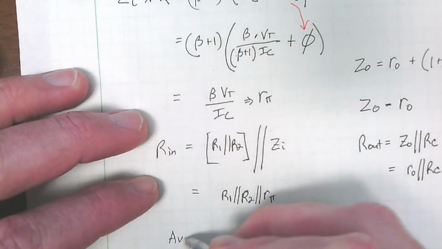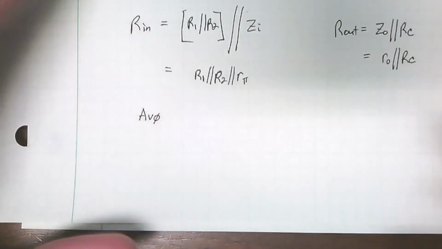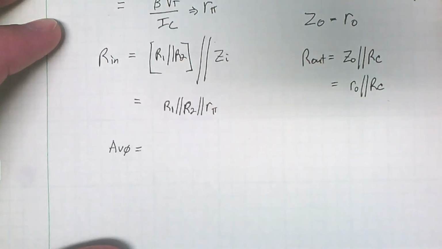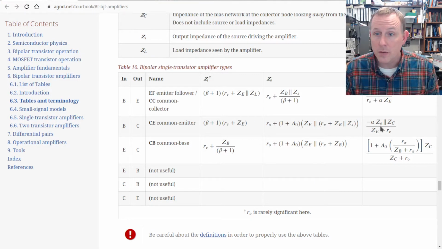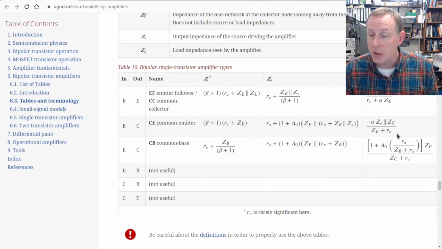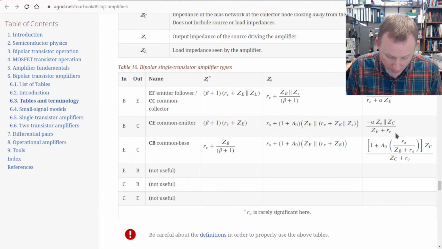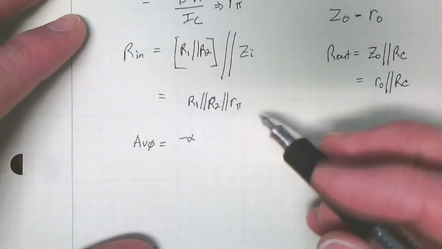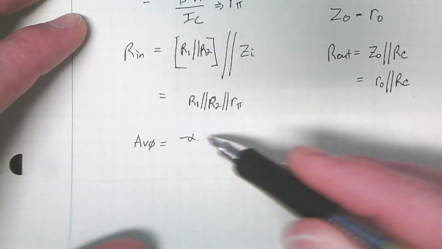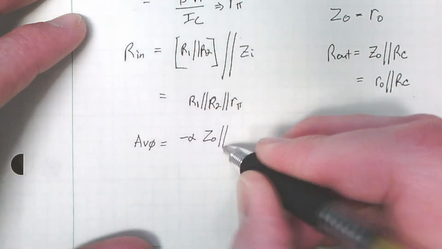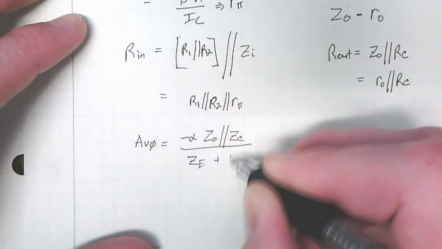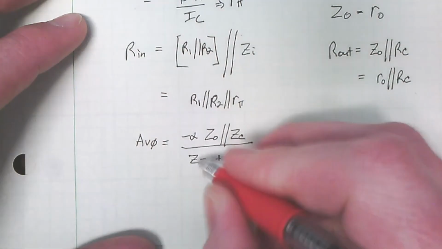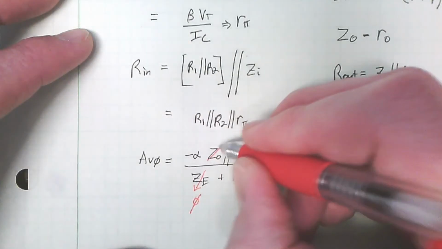Next up, Av0. We look this up in the table. We see minus alpha times ZO in parallel with ZC, all over ZE plus little r_e. Well, minus alpha, I can do that. Now ZO, what was ZO? I'll just substitute it in here: ZO parallel with ZC, all over ZE plus little r_e. Remember, ZE was 0, and ZO was little r_o.